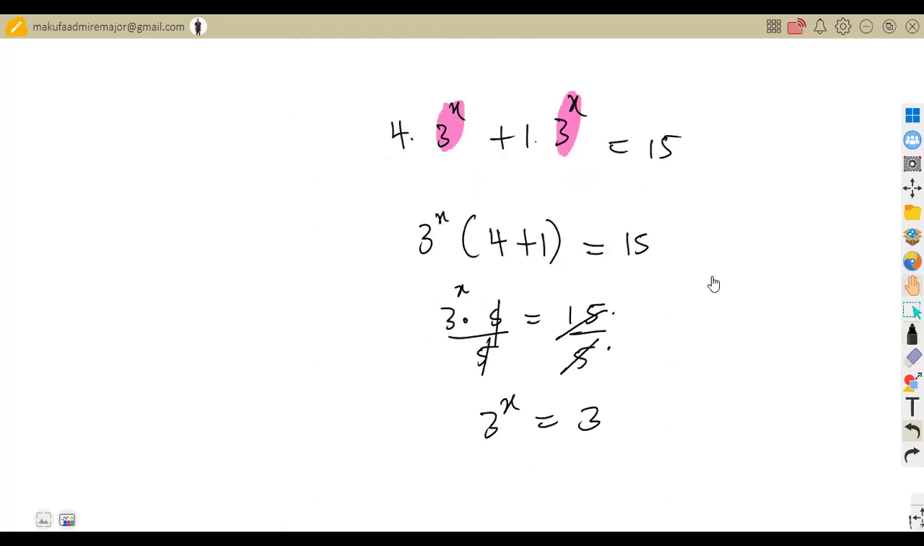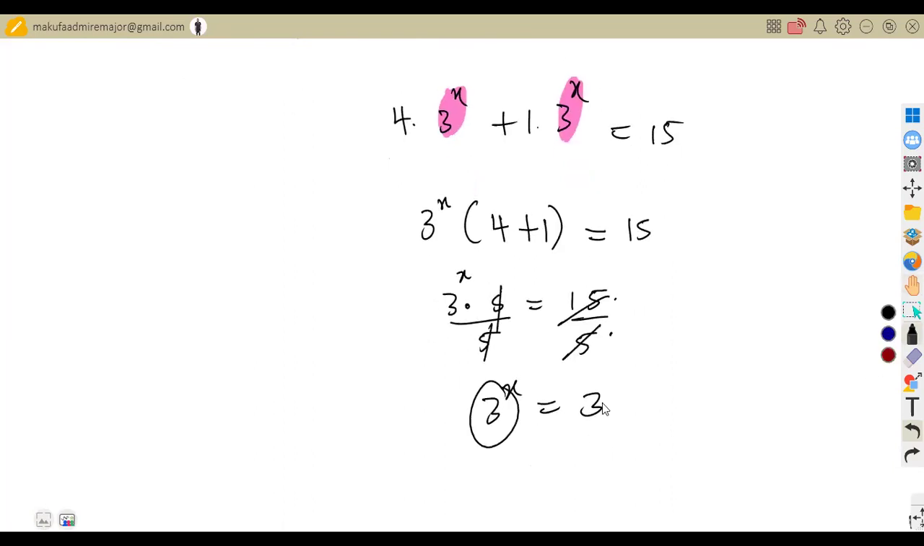So as we can see already, we have a 3 and a 3. The bases are the same. So how can we write this 3 so that it remains as a 3? It must be raised to the exponent of 1. So the bases of 3 are the same. Therefore, x is equal to what? x is equal to 1. That is the solution of our question.